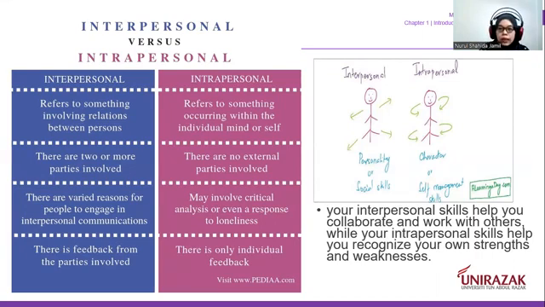Okay, try to look at this picture. Interpersonal is our outside personality, or what we call social skills. It is how other people look at us, our personality. Meanwhile, intrapersonal refers to something occurring within the individual mind or self. There are no external parties involved; it may involve critical analysis or even a response to loneliness. There is only individual feedback. Okay, there is no other feedback.